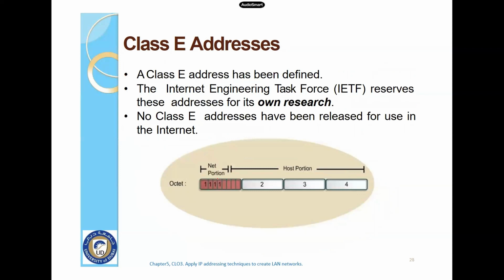Then class E. Its main job is for testing and research. The Internet Engineering Task Force reserves this address for their own research. It's for testing only. It's not available for us users. So no class E addresses have been released for use on the internet. So it's reserved.